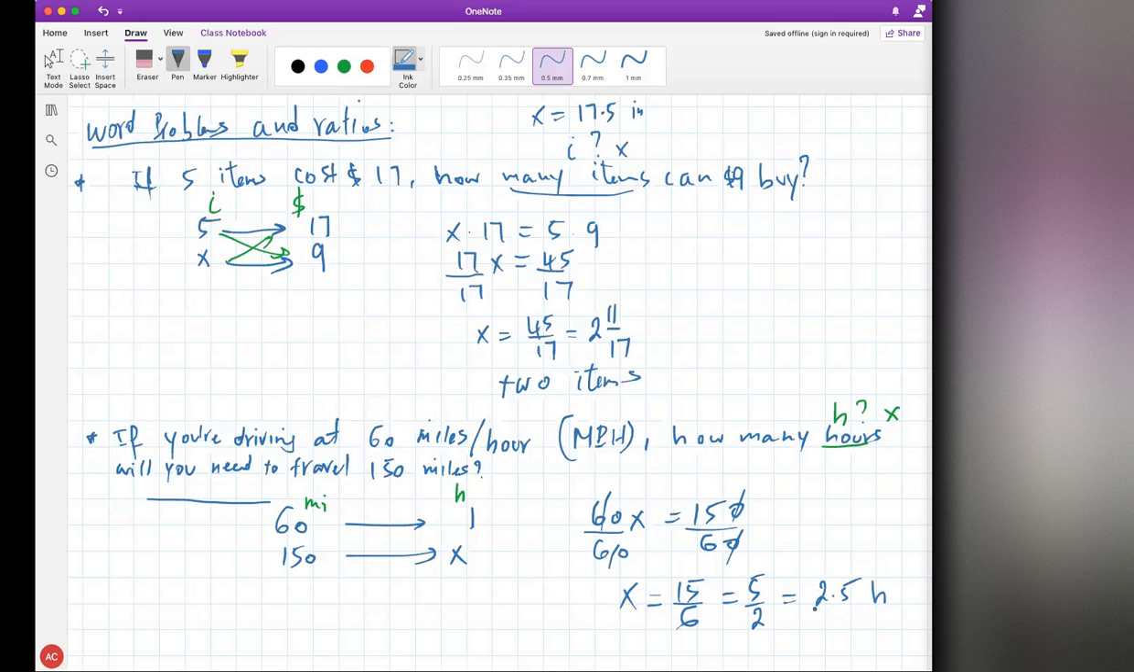What would it be in minutes? It is 150. You can convert it into minutes.